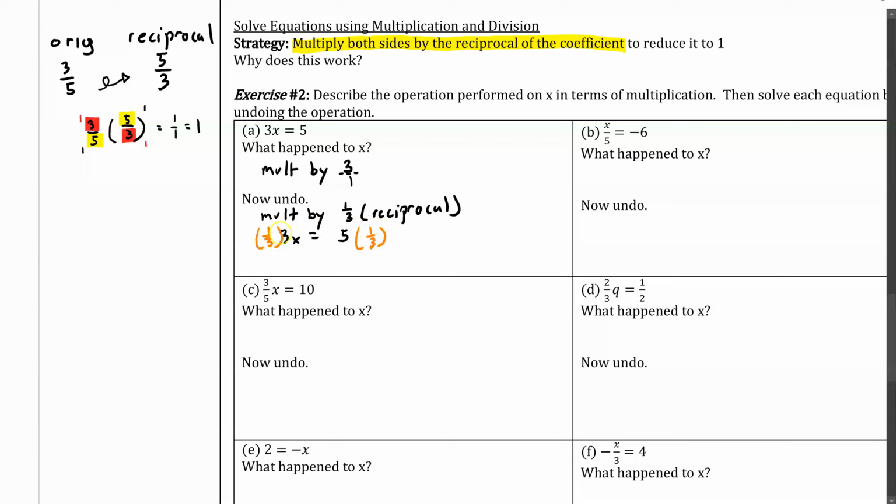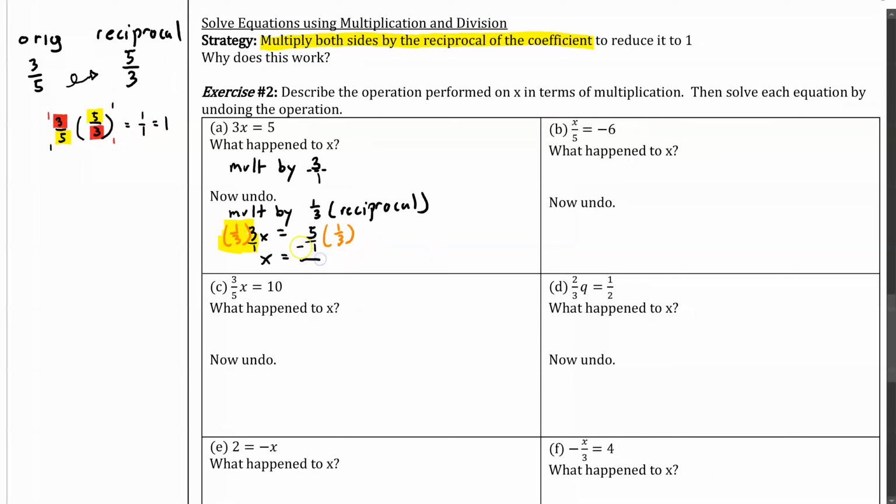And what's going to happen? Well, since I have fractions in the problem, we can turn everything into a fraction. Now on the left-hand side, because I have a number multiplied by the reciprocal, everything is automatically going to reduce to a 1. And all we're left with is x on the left-hand side. On the right-hand side, I have 5 times 1, which is 5. And on the denominator, I have 1 times 3, which is 3. So the solution is x equals 5/3.